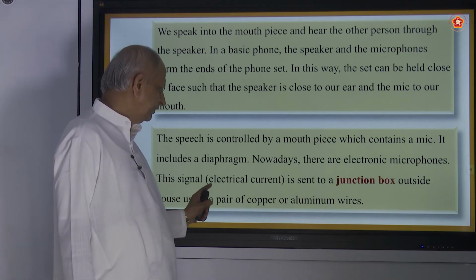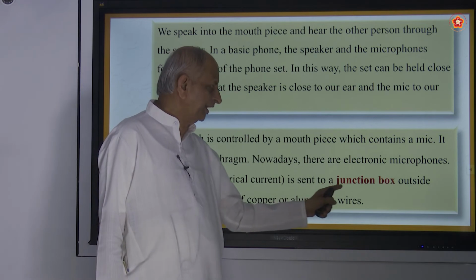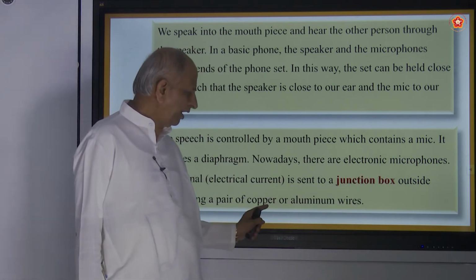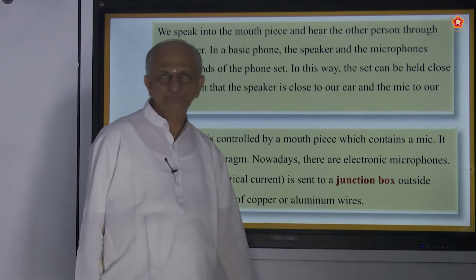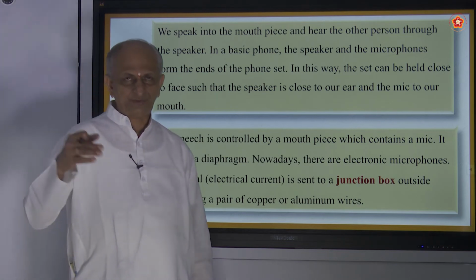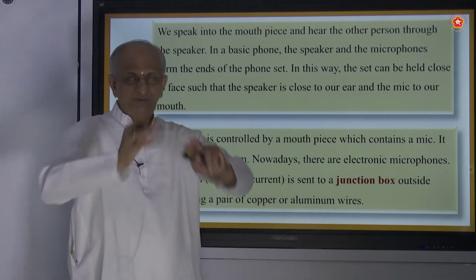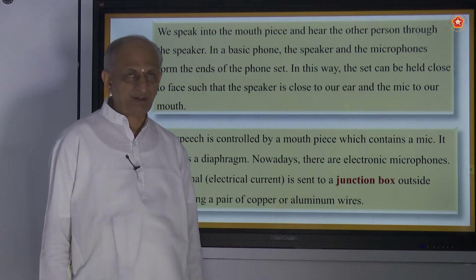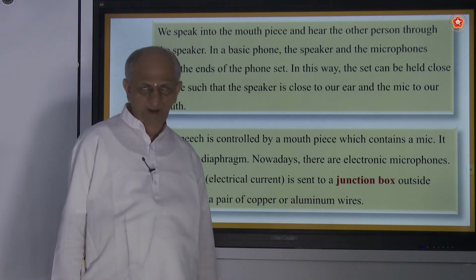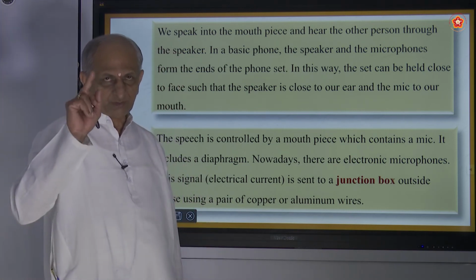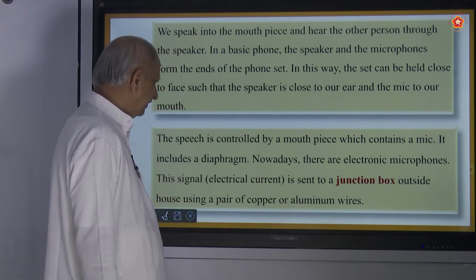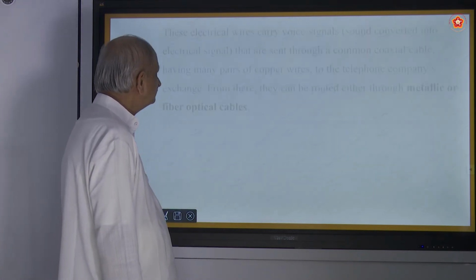The signal, namely electrical current, is sent to a junction box outside the house using a pair of copper or aluminum wires. A junction box will be there. Not only your house, but two or three houses nearby will also be connected to that junction box with the help of copper or aluminum wires. Why must you take copper wire? Because it is a good conductor of electricity, or aluminum also. That is called the junction box.